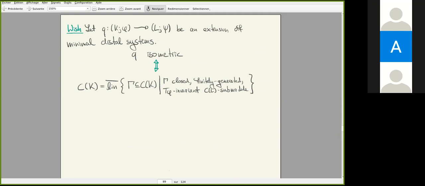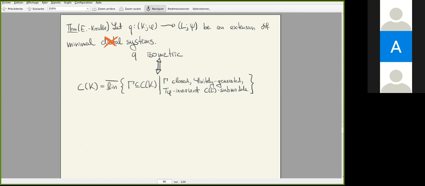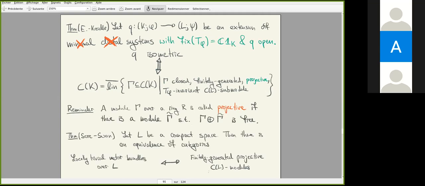So our original wish was to have this characterization in terms of finitely generated invariant submodules. Actually, our wish comes true, and it gets even better. So, Knapp needed minimal distal systems. We don't need that. So we can do it without the distality, and actually also without the minimality, which is interesting.